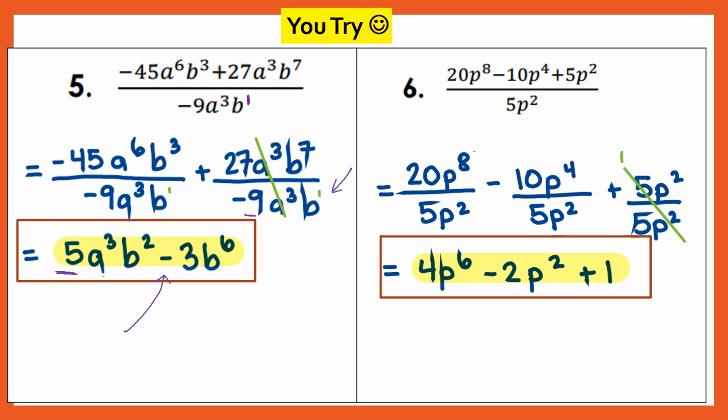So don't forget that 1. Divide your coefficients, subtract your exponents with the same base, pay attention to those signs, and don't forget that 1 on the base if you don't see it there. But hopefully you got them correct.